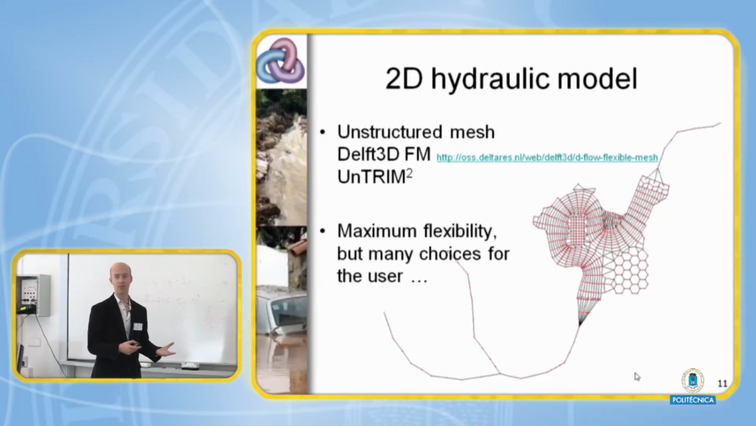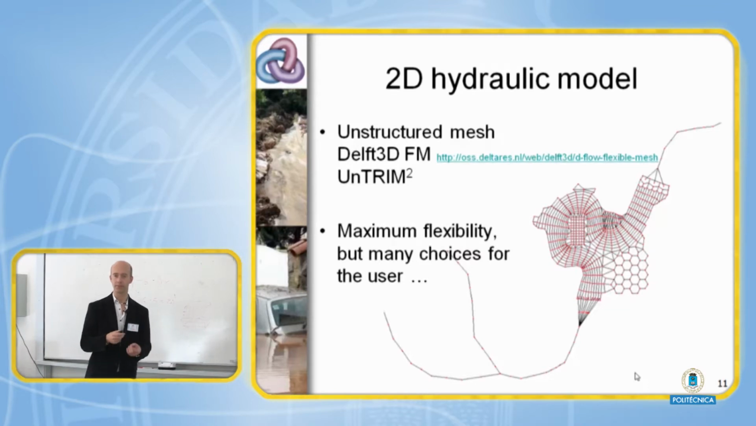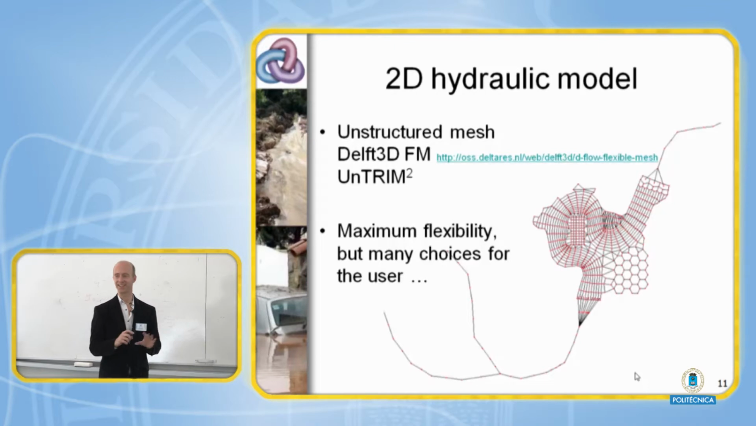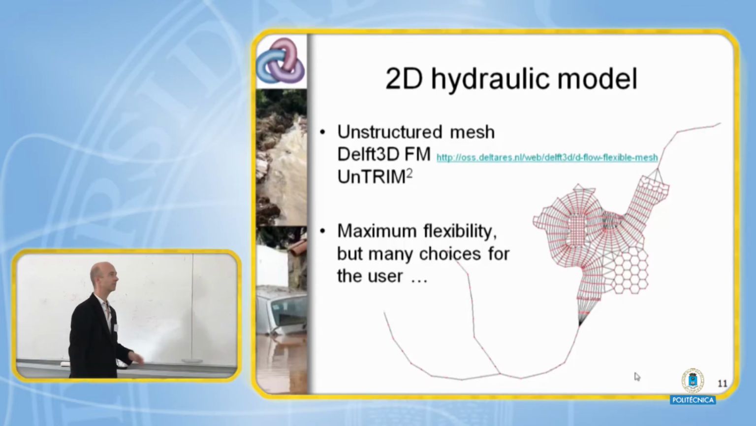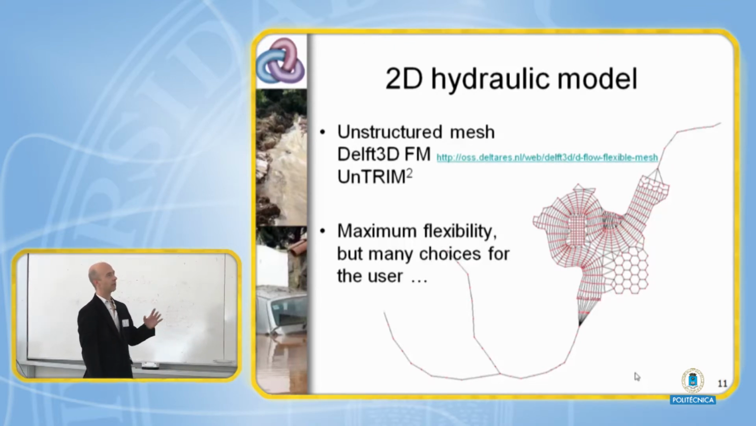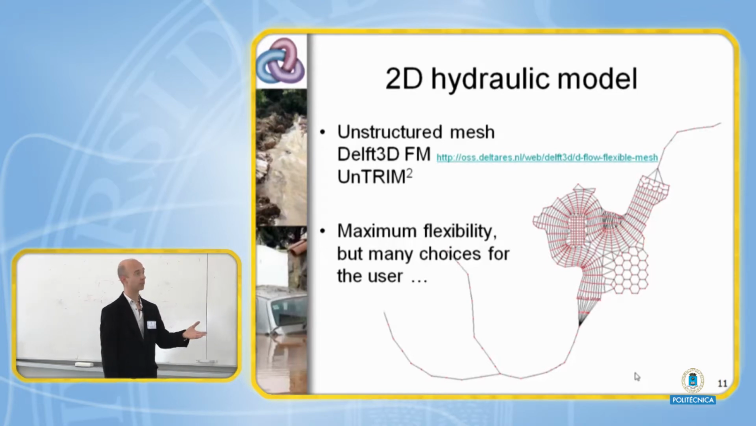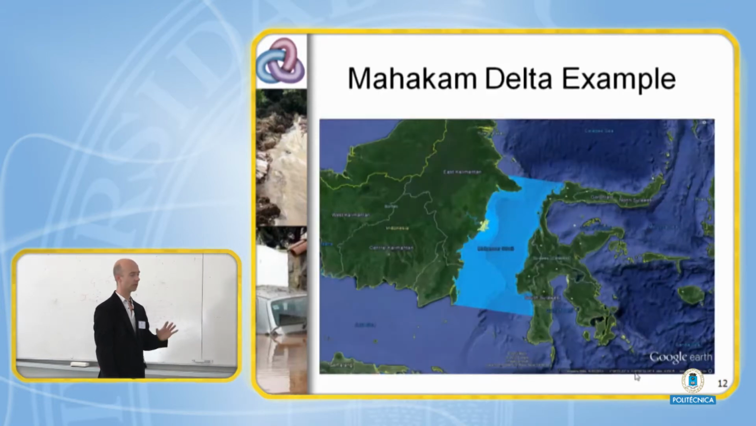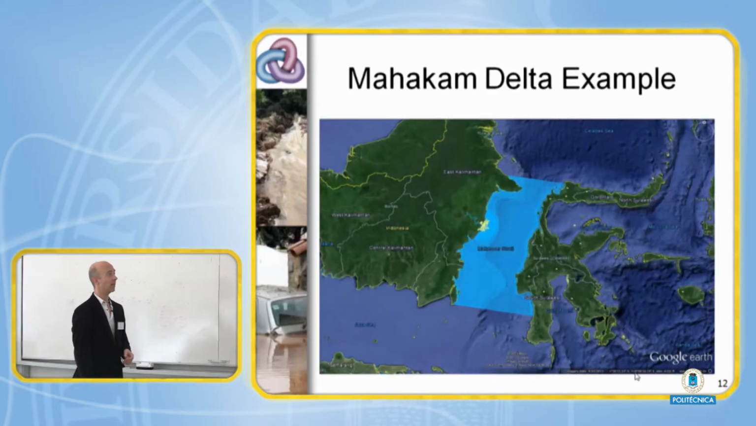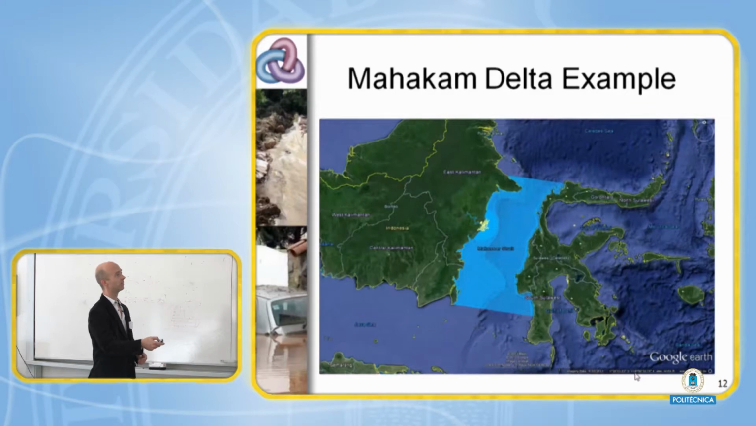So it gives you maximum flexibility, but you need to decide how to create it. It's not straightforward, just put a rectangular grid over my river. So I'll show you now some examples of grids, not for a river case, but for a delta case, a coastal application. This is the Mahakam Delta in the island of Borneo, Indonesia.